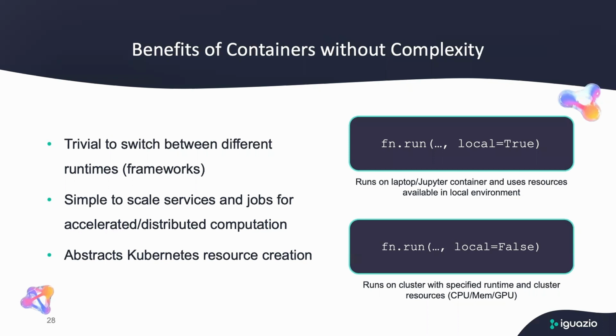And what this is doing at the end of the day is abstracting the Kubernetes resource creation. Running a Spark job is very different from running a Dask job from the Kubernetes perspective, but from our perspective, we don't really care. And that's one of the points of creating this MLRun function abstraction, so we don't have to worry about that, and we can take care of it for you on the back end.